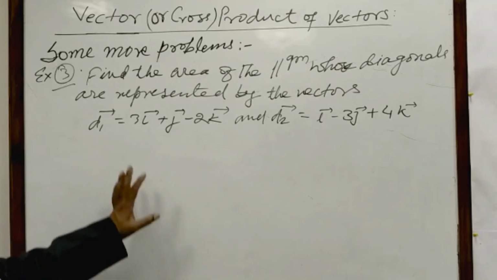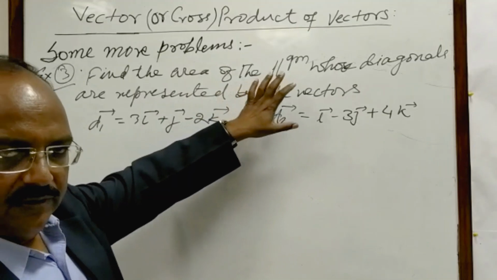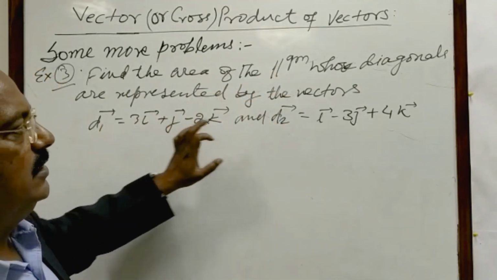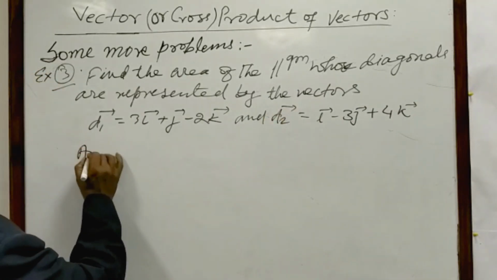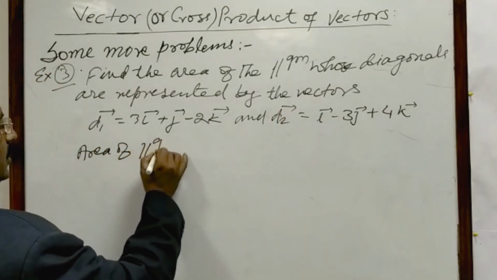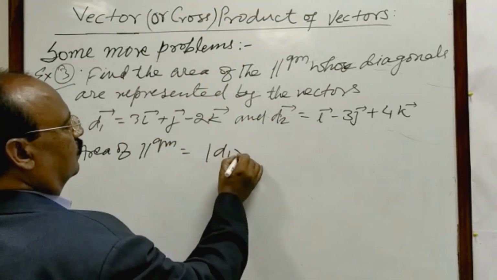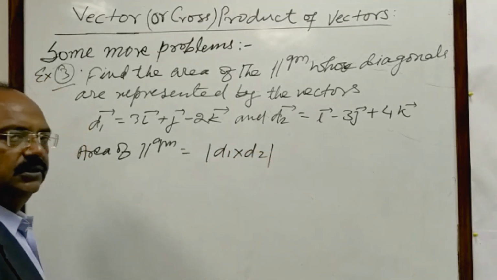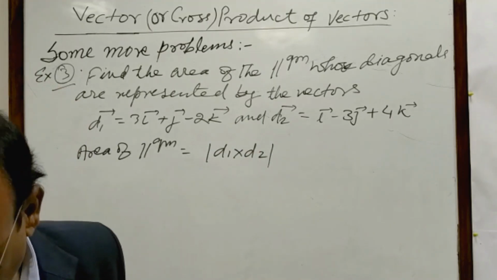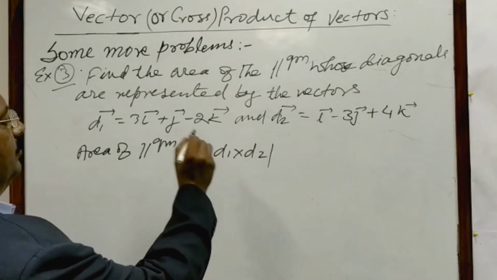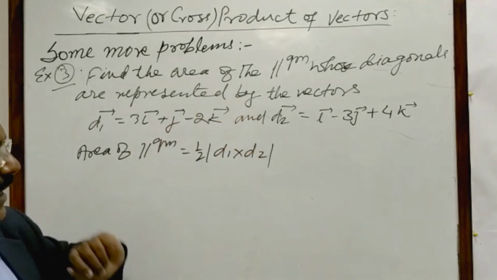So we have to find out the area of the parallelogram formed with the help of these diagonals D1 and D2. So you must remember that the area of a parallelogram can be written as the magnitude of D1 cross D2, into half. So this gives the area of the required parallelogram.